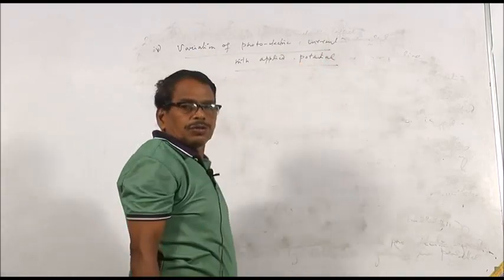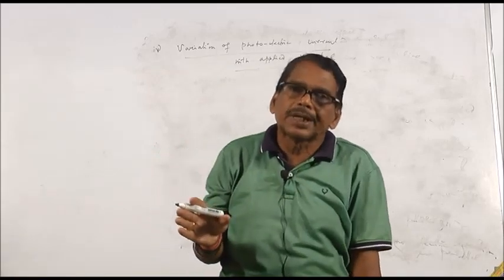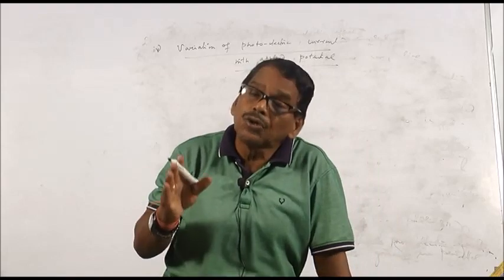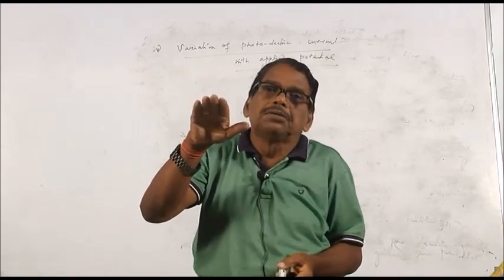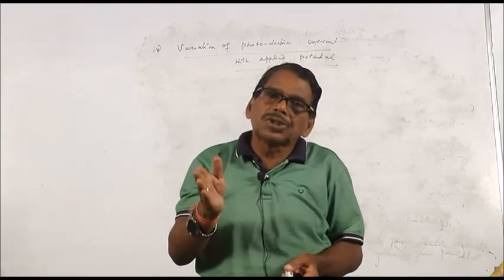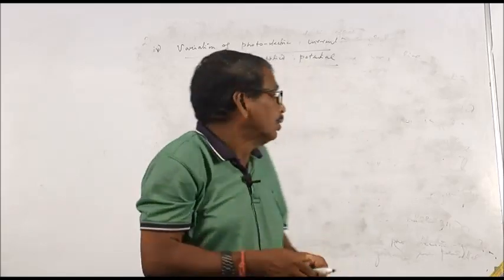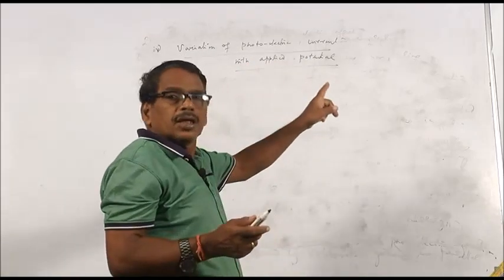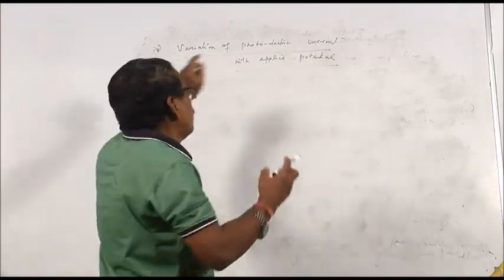When you increase the potential, what will happen? More and more electrons will be attracted. So, photoelectric current will go on increasing, but it will increase up to a certain maximum value. That means, photoelectric current becomes saturated. Then that saturation value will change if the frequency of radiation is changed.